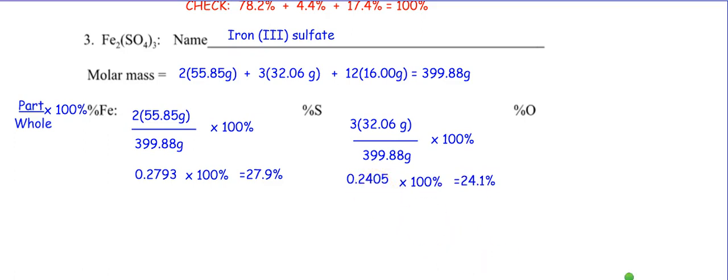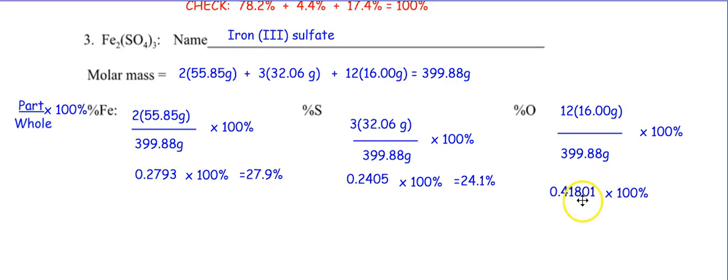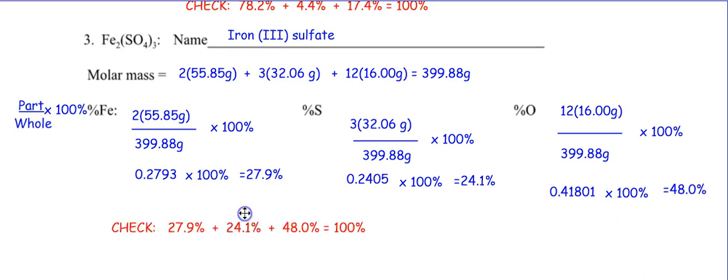Okay. And then for oxygen, I took the part that's oxygen, 12 times 16. That's going to be a big number, by the way. All right, here's my whole. There's my divided by sign. Don't forget you have to multiply by 100%. So I got 0.41801. And did I need to round up? No, not at all. So I got 48%. And what's the last thing I ought to do? Add them all up, and guess what? Voila, they add up to 100. So once again, notice my grams cancels out, and my unit is percents. Okay, let's go to the next page.